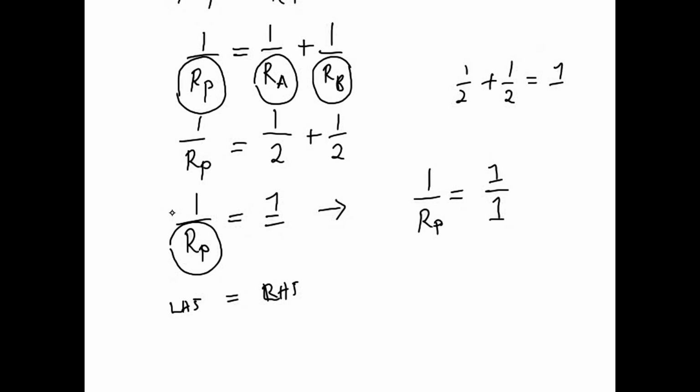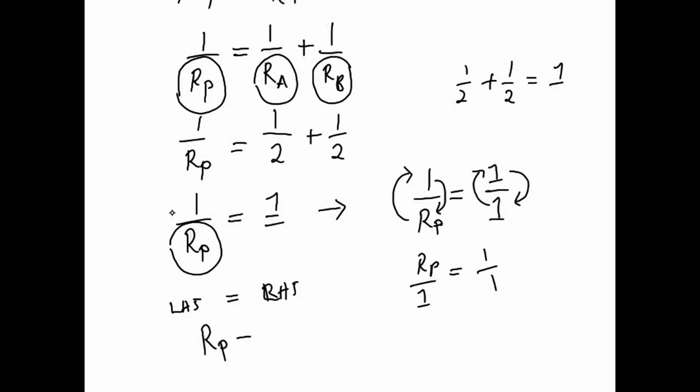And from this, I can just swap on both sides. What you do on the left, you also do on the right-hand side. I can swap the denominator for the numerator and the numerator for the denominator. Similarly, I can swap the numerator for the denominator and the denominator for the numerator. If I do that, then I'll have Rp over 1, which equals 1 over 1. Rp divided by 1 is just Rp.